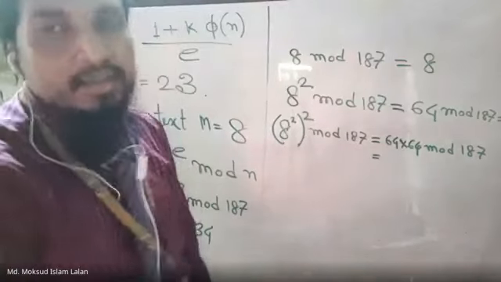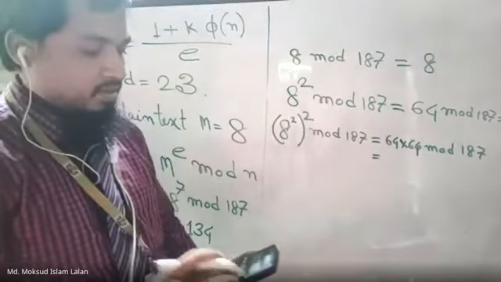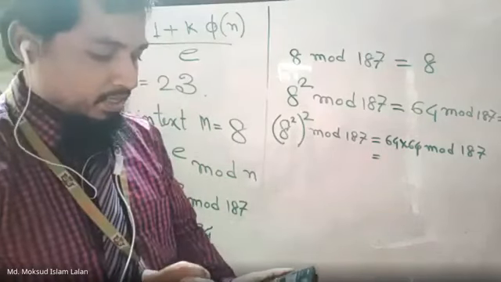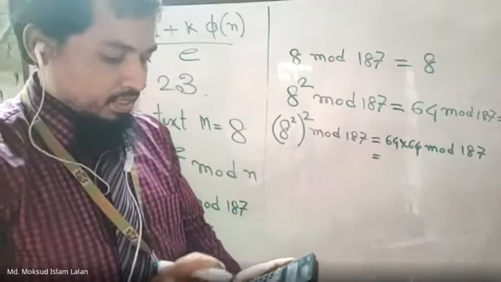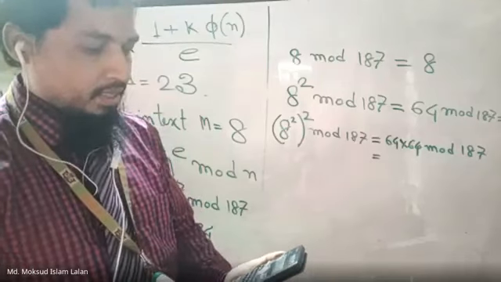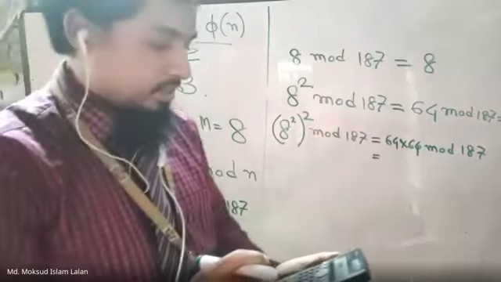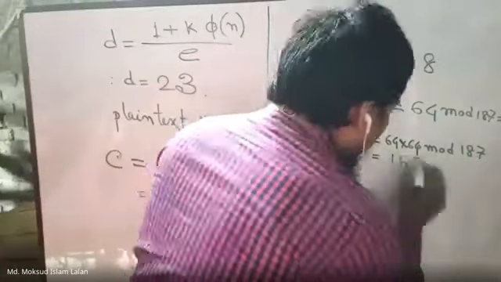187. So what is the remainder of this? 4096, right? So the remainder is 169. Very good. 169 is the remainder, right?